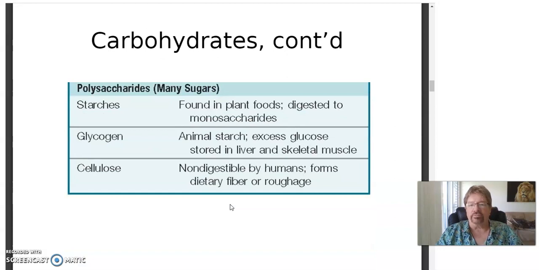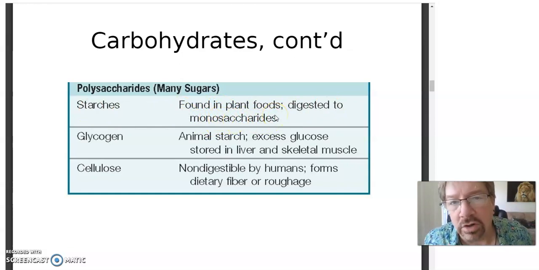Okay, now we threw out the term starches. Here it is again. Starch is found in plant foods, digested to monosaccharides. In other words, what? I'll give you a hint. Glucose.